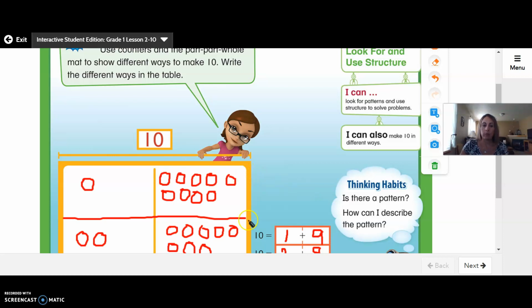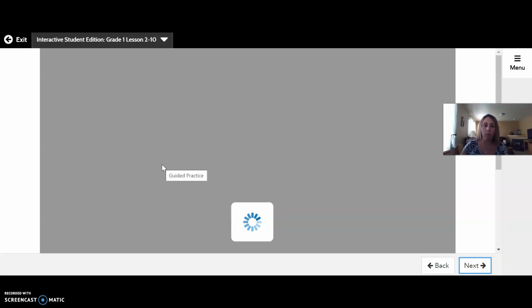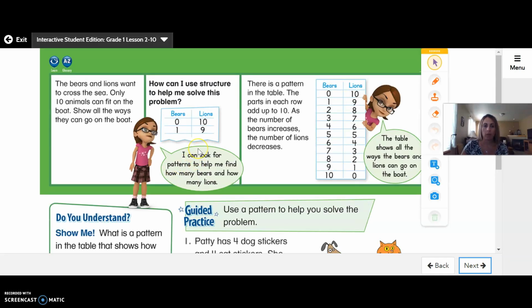So what I'd like for you to do right now is go ahead and turn to the next page, page 134. And you're going to see these little boxes up here. And it has an example of another problem that shows patterns. The problem right here says, the bears and lions want to cross the sea. Only 10 animals can fit on the boat. Show all the ways they can go on the boat.